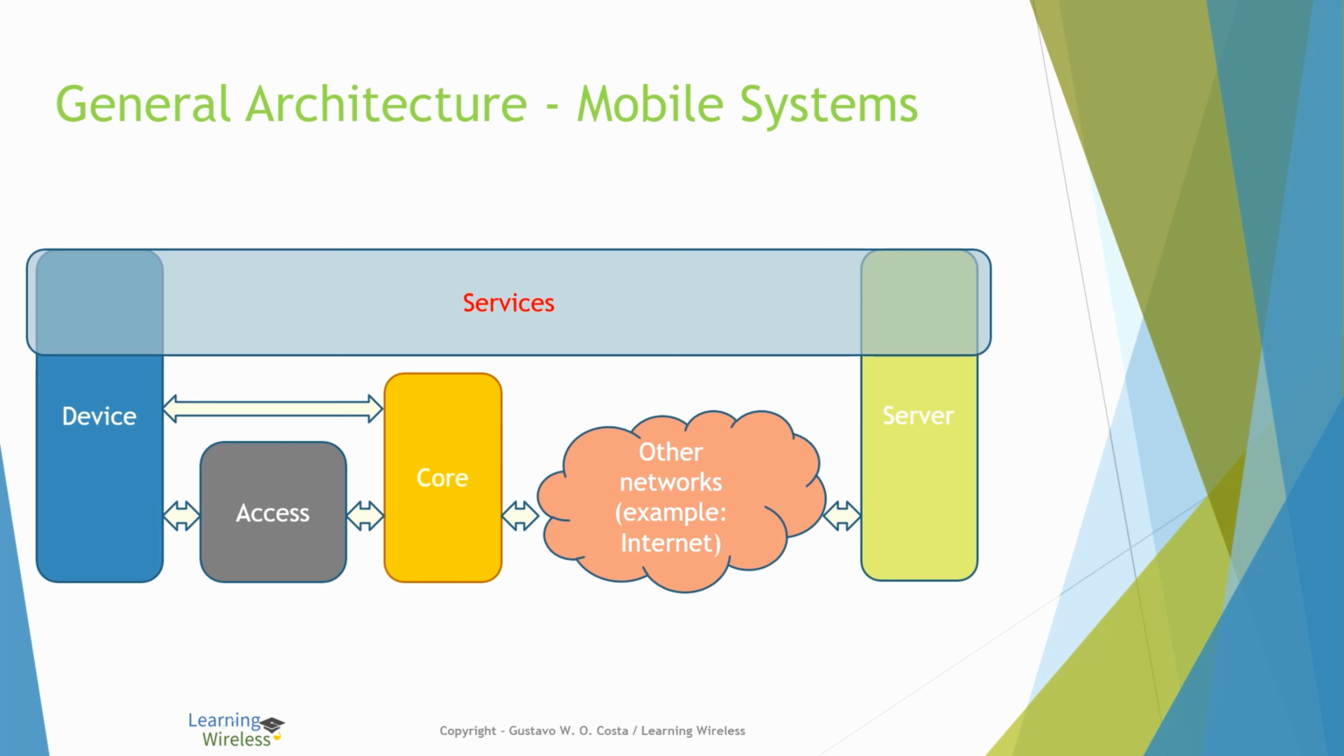And to connect the core to a certain server, there would be other networks, where the best example here is actually the internet. A lot of the services that we would like to access are actually located in the internet. So then there would be a connectivity between the core and the server. But we're going to look at each of these pieces in more detail next.